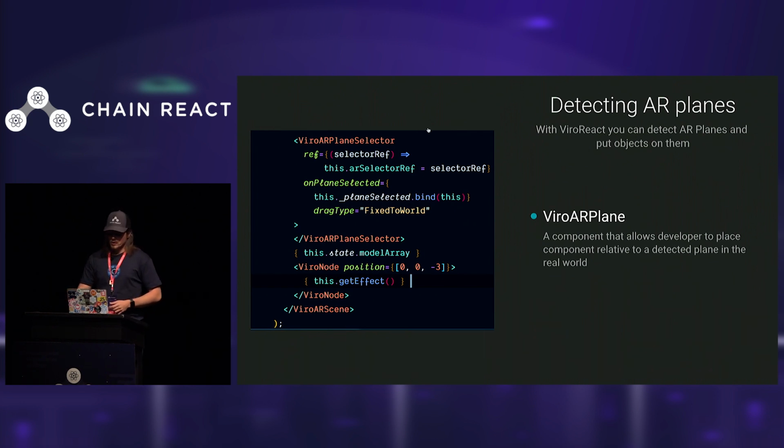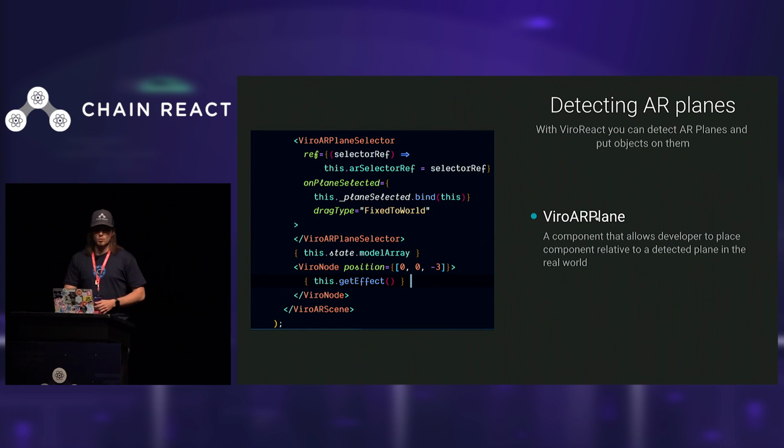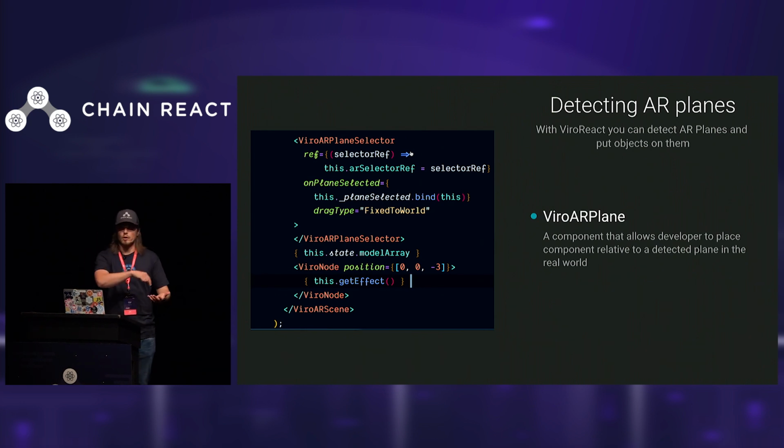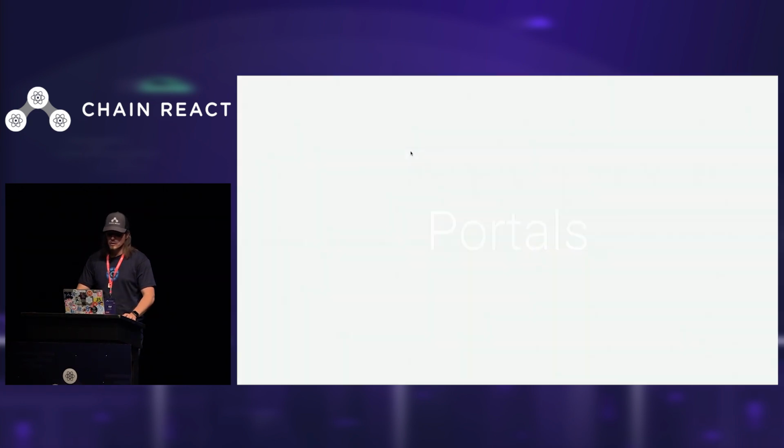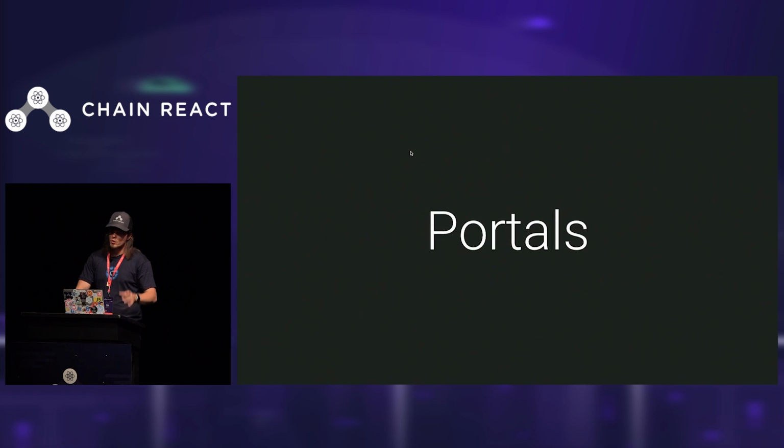In addition to the plane selector, I have the Viro AR Plane component, which is much lower level, and it doesn't give you the ability to render this gray surface, but it gives you more. It gives you power to put things on AR planes and surfaces and stuff like that. Portals, right? Portals look really cool.